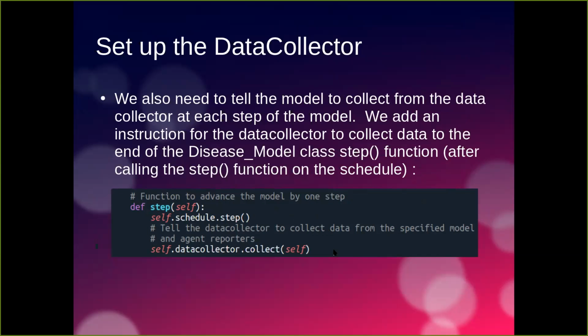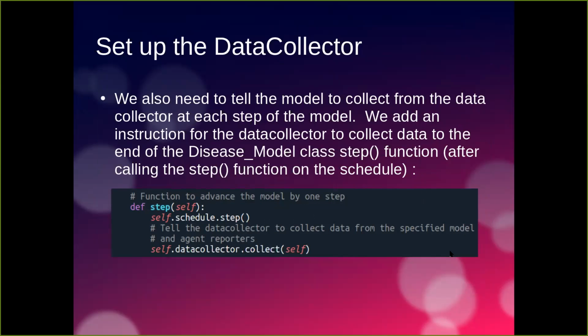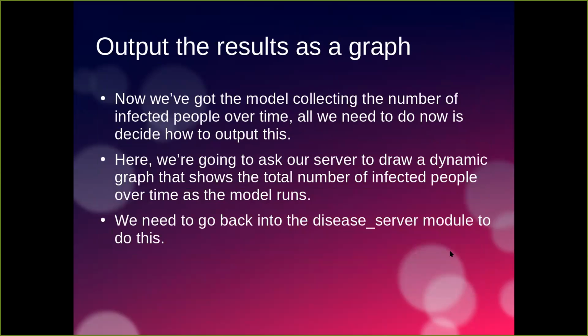We also need to tell the model that at each step of the model, we want it to collect from the data collector. So we need to add an instruction in the step method of the disease model class to tell it to do that. Before, we only had an instruction to step forward the schedule. We're now going to add an extra instruction that tells the data collector to do its thing. All we need to do is say self.datacollector.collect and then feed in itself, because we've already defined what the data collector is going to do over here. We said it's going to collect total infected as a model reporter, and it's going to do that by running the calculate number infected function, which you just wrote a minute ago. Once we've got that, we've got the model collecting the number of infected people over time.